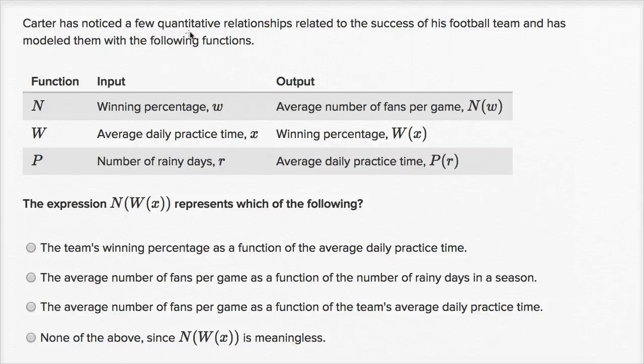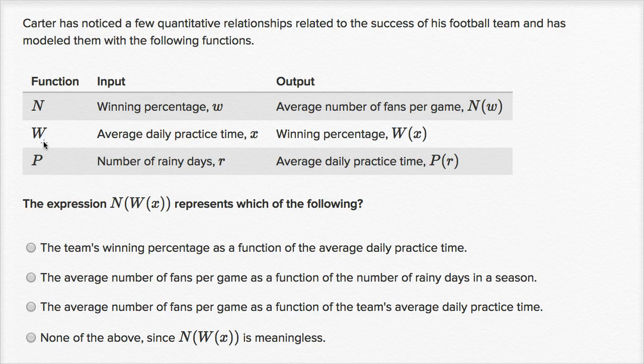Carter has noticed a few quantitative relationships related to the success of his football team and has modeled them with the following functions. All right, this is interesting. So he has this function which he denotes with capital N, and the input of it is the winning percentage W, and then the output is the average number of fans per game. So he's making some type of model that says, look, the number of fans per game are going to be in some way dependent on what your winning percentage is. And I'm assuming in his model, the higher the winning percentage, the more fans are going to show up at a game.